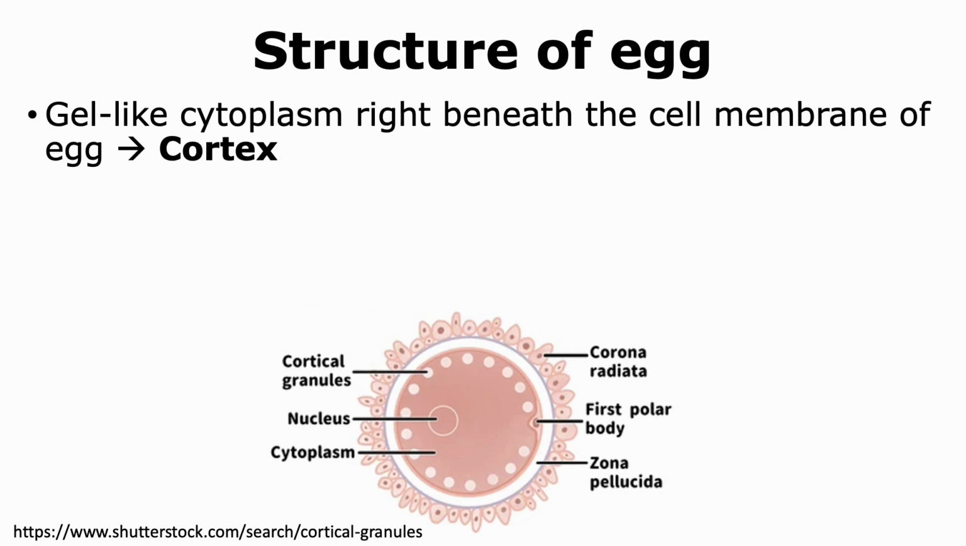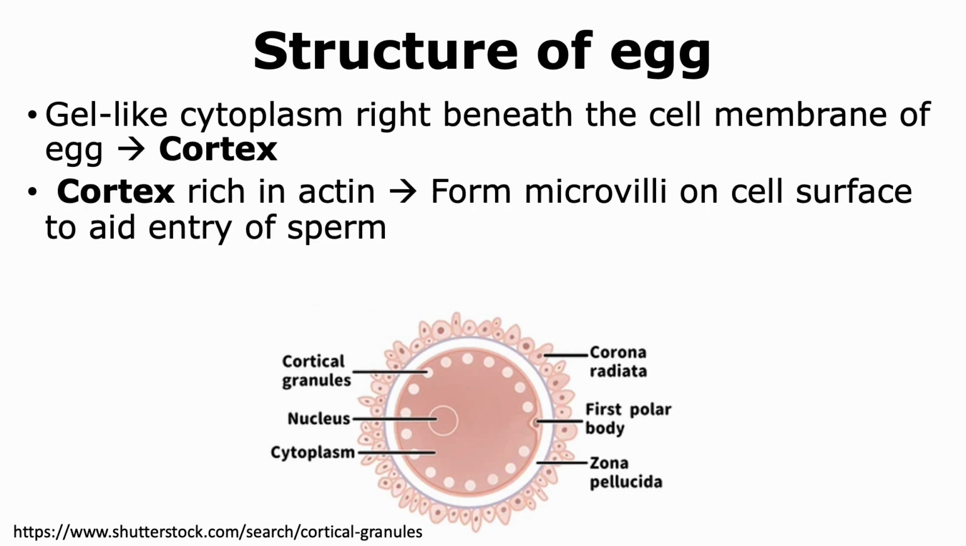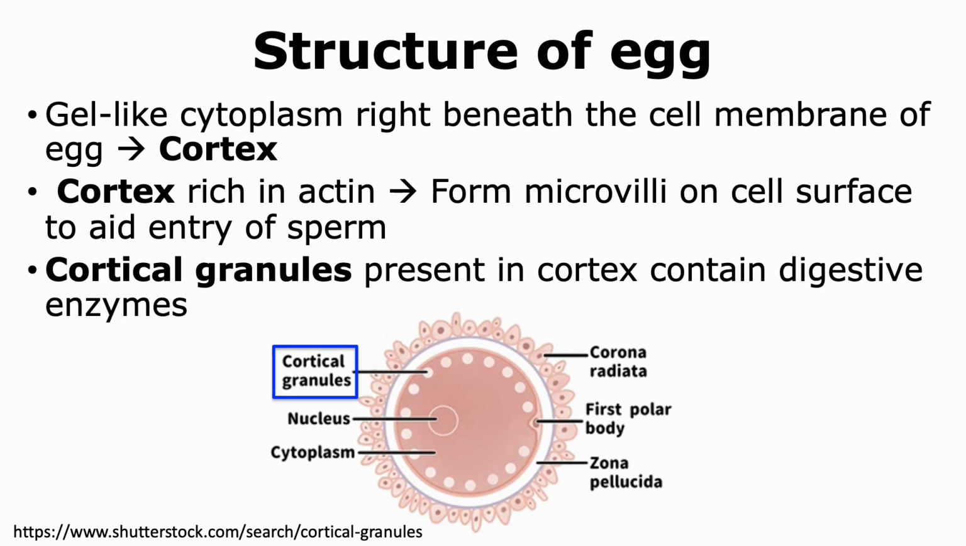Now, the gel-like cytoplasm right beneath the cell membrane of the egg is called the cortex. The cortex is very rich in actin microfilaments and can form microvilli on the cell surface that can aid the entry of the sperm into the egg. Inside the cortex, we also see granules called cortical granules that contain digestive enzymes. So the cortical granules are similar to the acrosome that is present in the sperm.